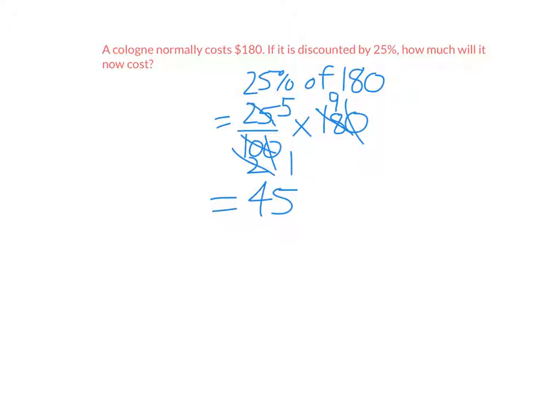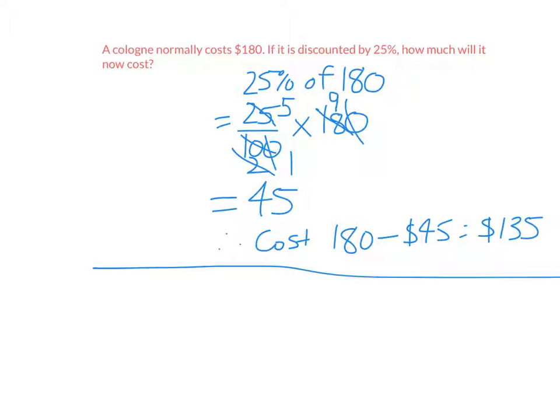That means that this cologne will be discounted by $45. Therefore, it will now cost $180 minus $45, which is just $135. Okay? I sort of think that's an easier way to do it, even though it takes a bit longer.